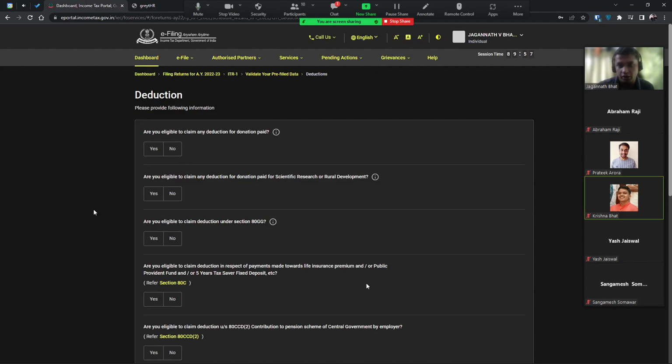If you see here, you have all these buttons. If you press them, they'll either show you how to calculate a certain thing, or show you where you can find it in your Form 16. So if you have a Form 16, it'll be very easy to file your ITR.